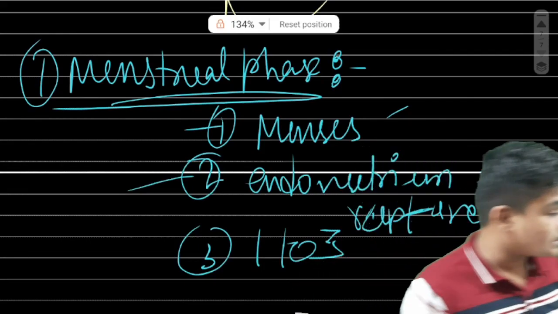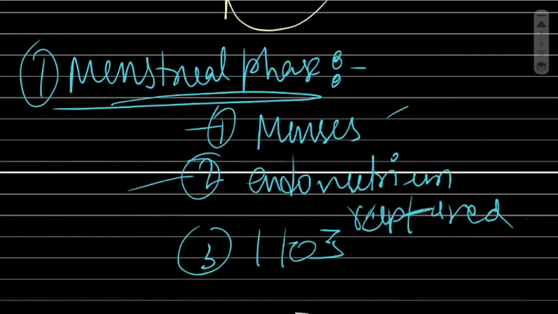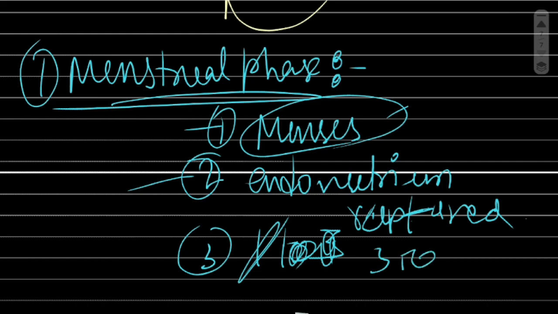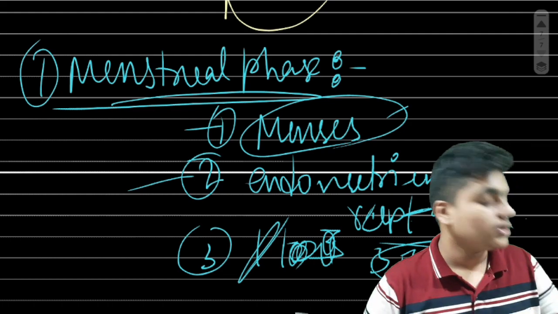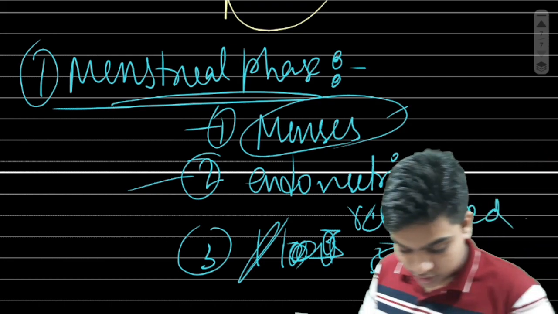Come on. See, this is your menstrual phase. Got it? This is your menstrual phase, where the endometrium gets ruptured, and the menses is just a shed off. It starts at day 1 and lasts up to 3 to 5 days. Got it. Now coming to the next stage.